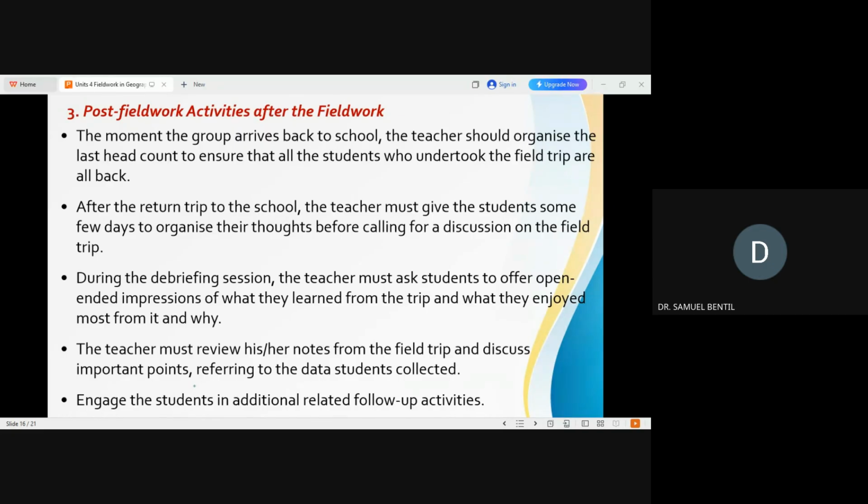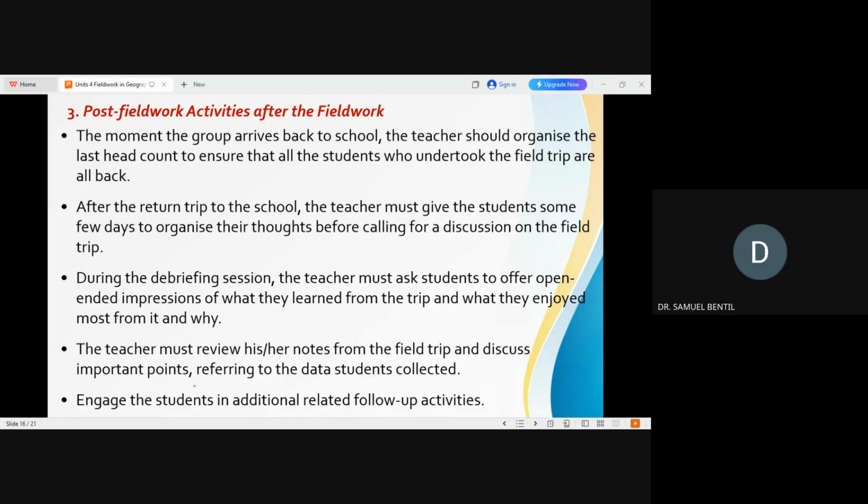So after the return trip to school, the teacher must give the students a few days to organize their thoughts before calling for a discussion on the field trip. So give them some days to relax, organize their thoughts and their information before you call them for a trip discussion.